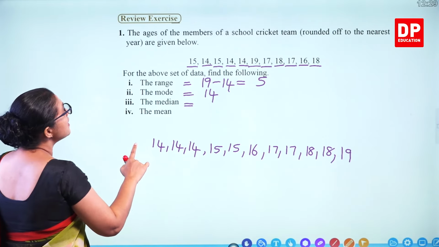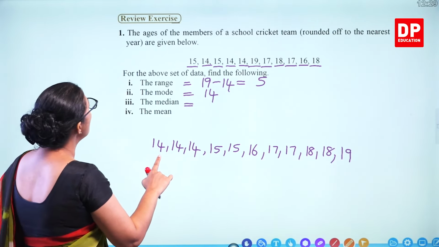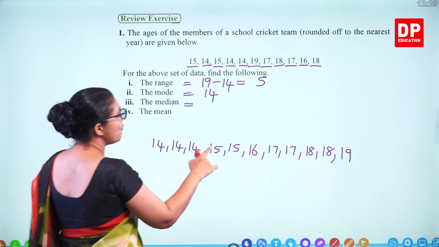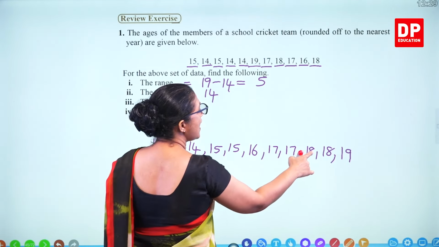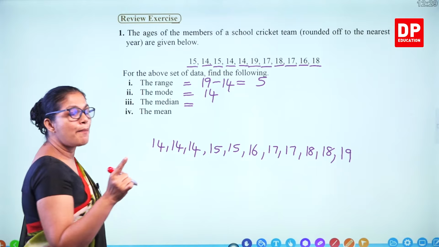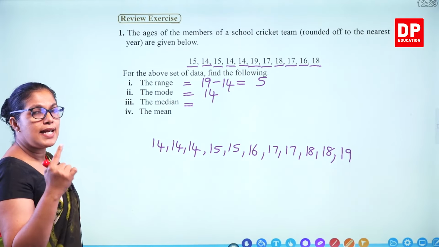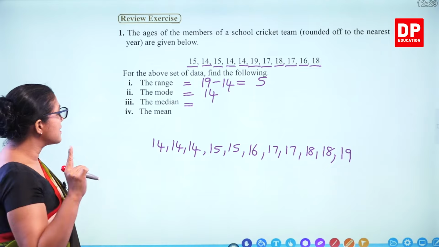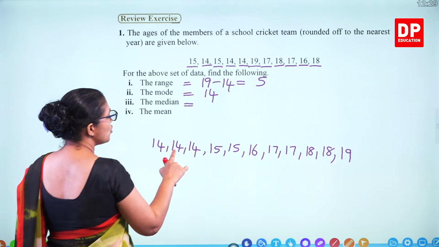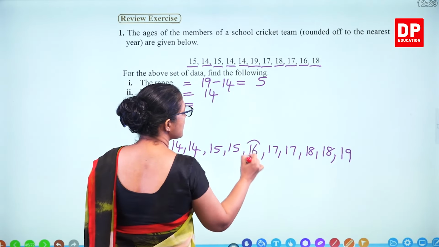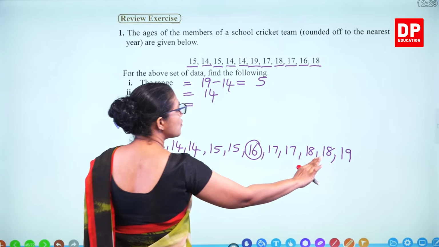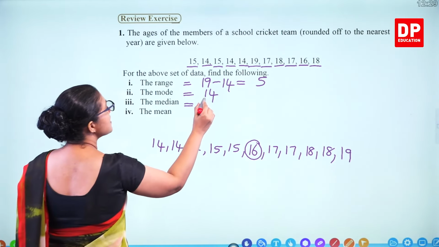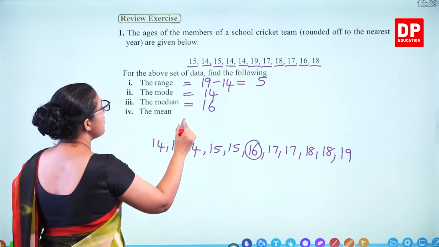Median. Before we find the median, we have to find the middle number. 1, 2, 3, 4, 5, 6, 7, 8, 9, 10, 11. Odd number of data values. So you get 11 plus 1 is 12, 12 divided by 2, the 6th. The sixth number is the median. 1, 2, 3, 4, 5, 6. See, 5 numbers to the right side, 5 numbers to the left. So the median is 16.